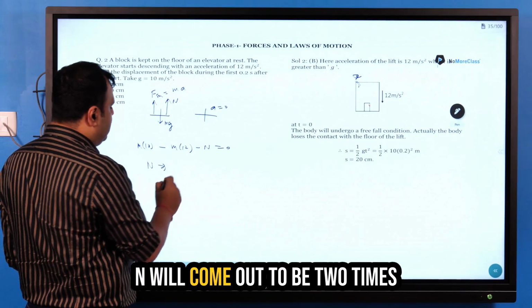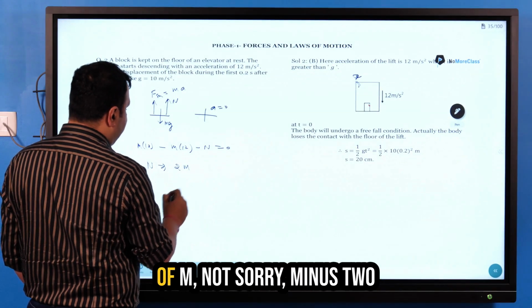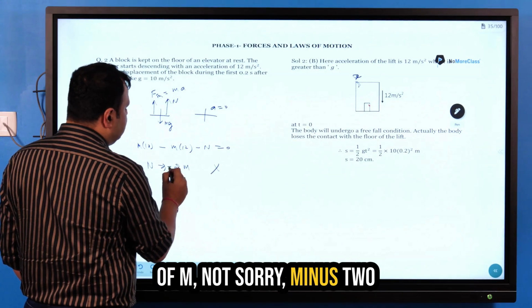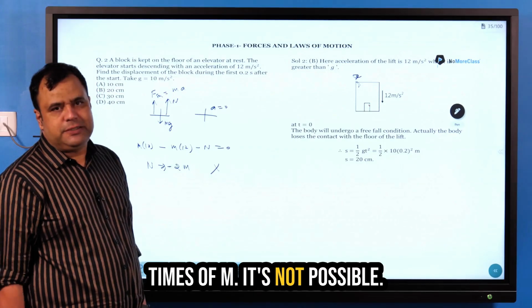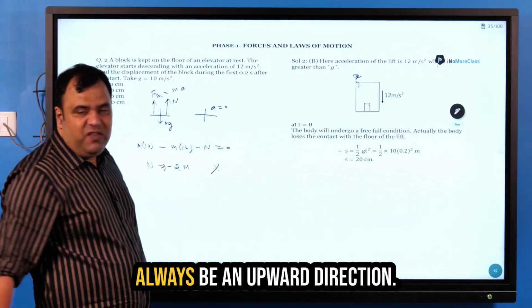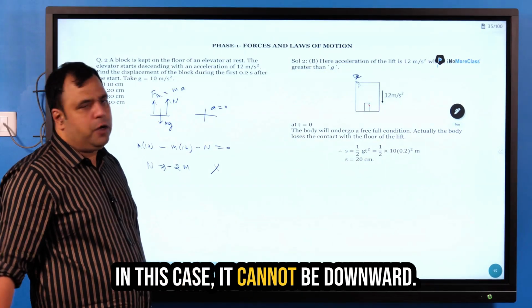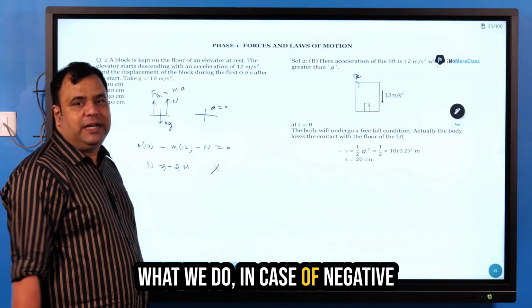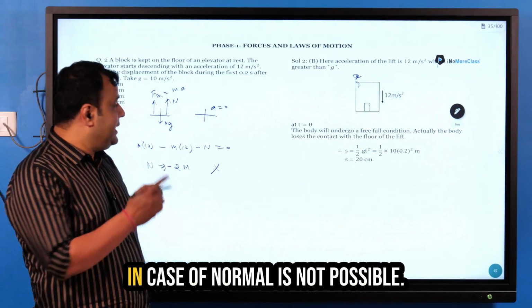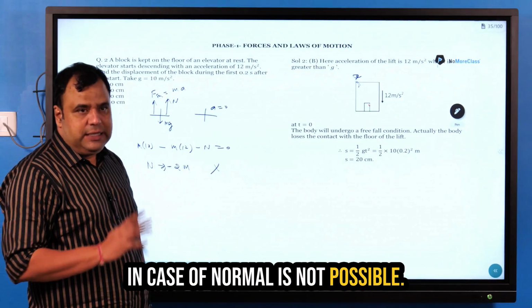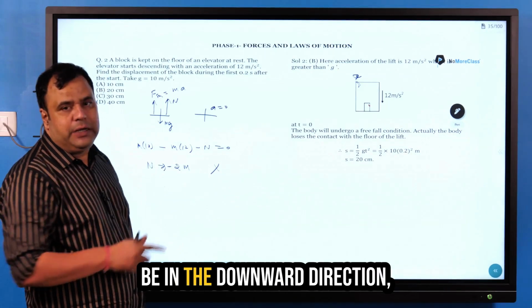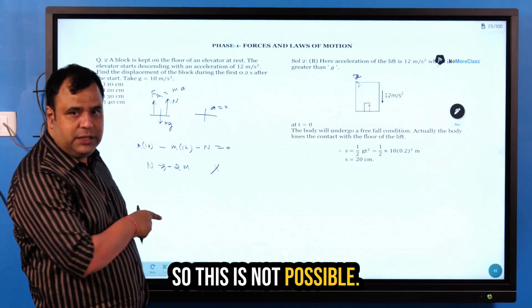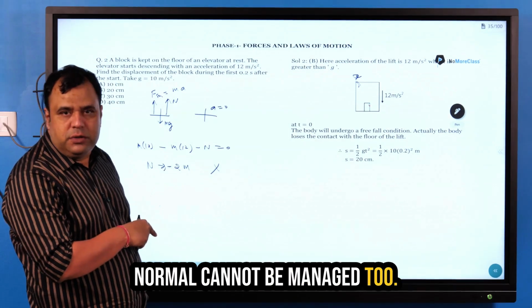N will come out to be 2m minus 2m... not possible. Normal reaction will always be in the upward direction. In this case, it cannot be downward. Since a negative force is coming, and what we do in case of a negative value is change direction, which in the case of normal is not possible. In case of normal, it cannot be in the downward direction, so this is not possible. Normal cannot be minus 2.